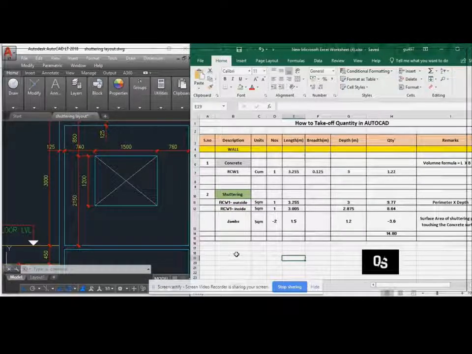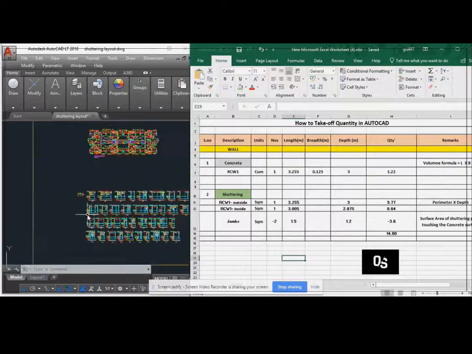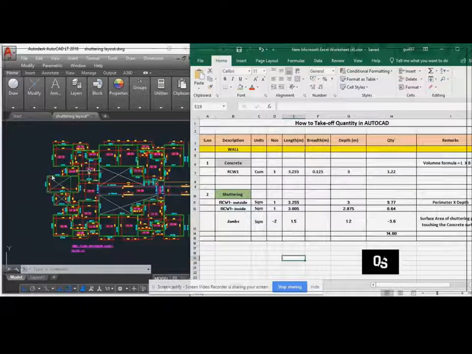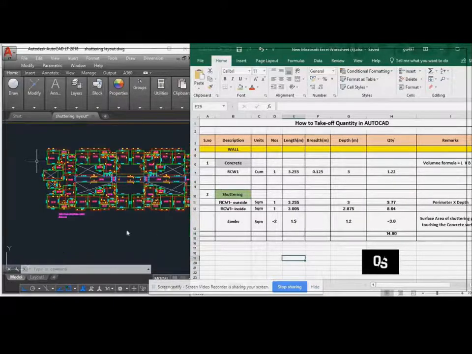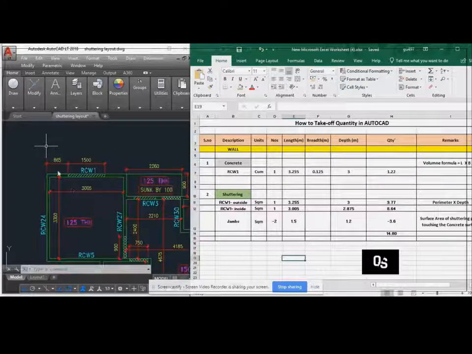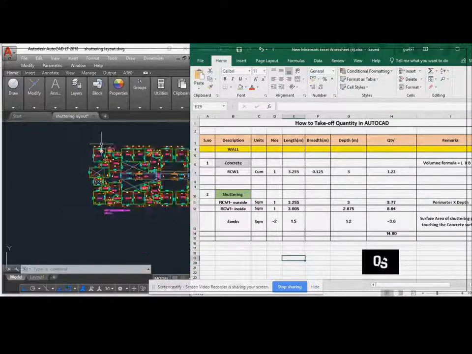Now we are going to see how to take off the quantity in AutoCAD. This is the AutoCAD drawing and this is an Excel file. Let me show you the AutoCAD file and plan. So this is the AutoCAD plan, and I'm going to take a quantity for the RC1 wall.